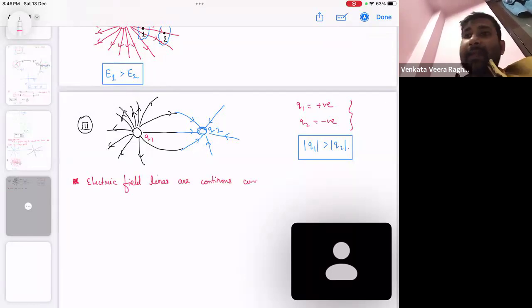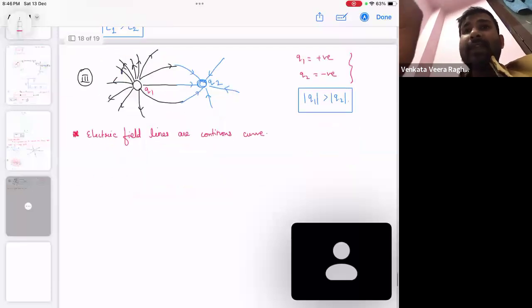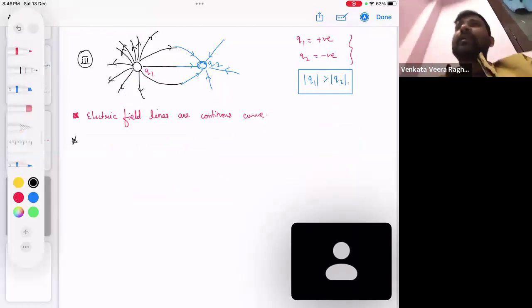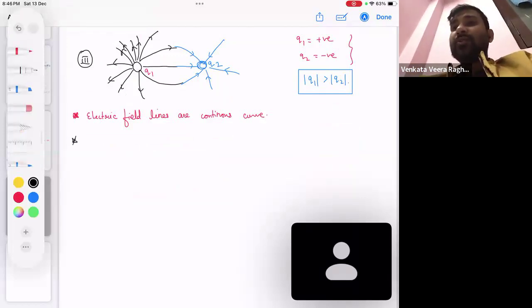Okay? Next thing. Can two electric field lines intersect? Listen. Is it possible for two field lines to intersect?